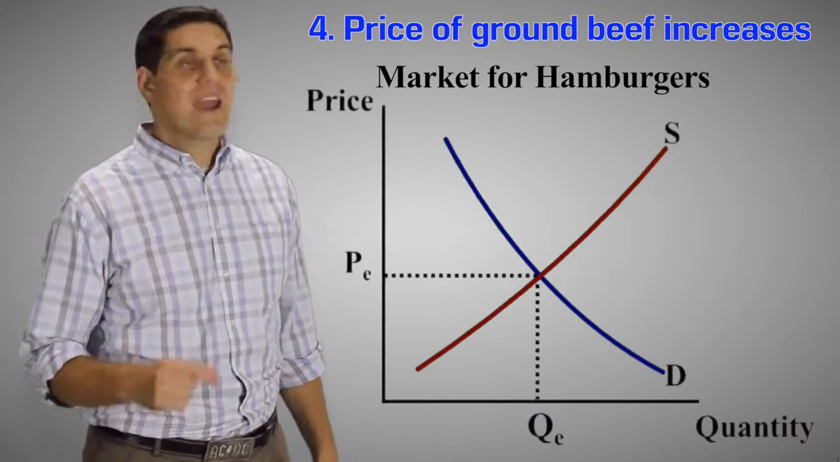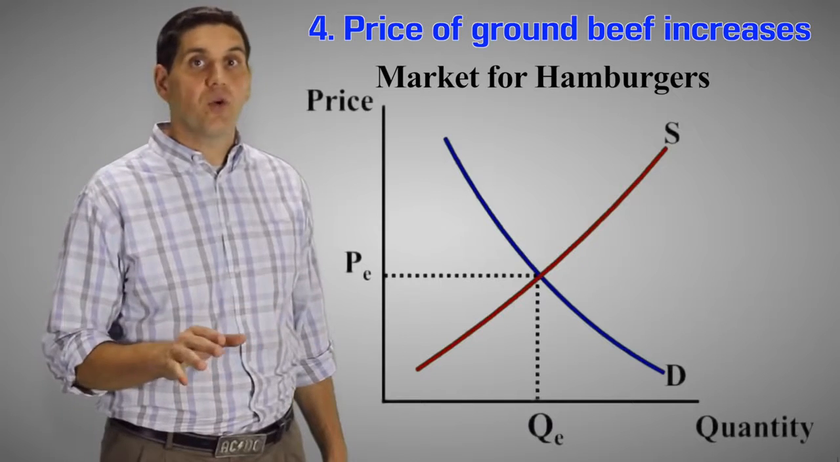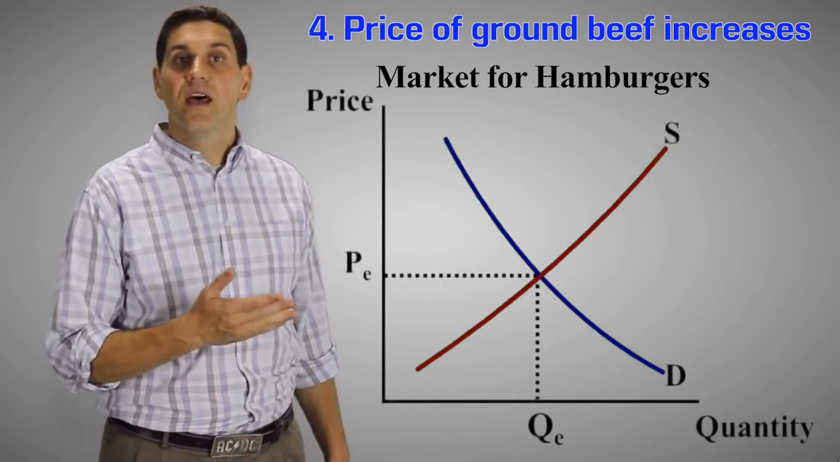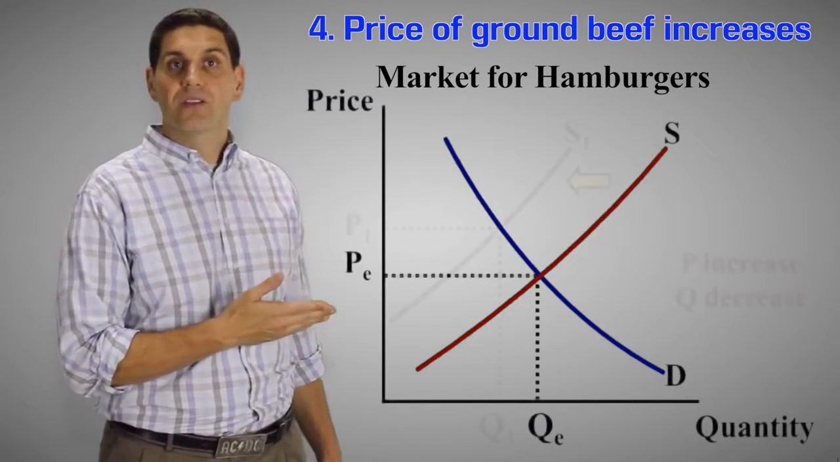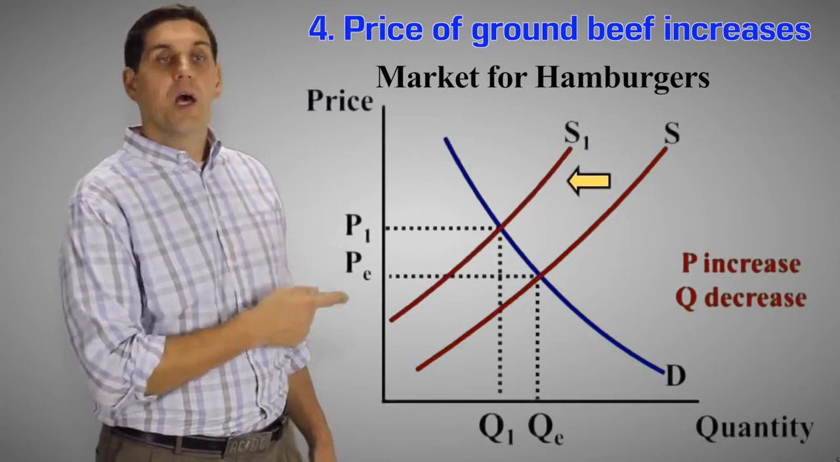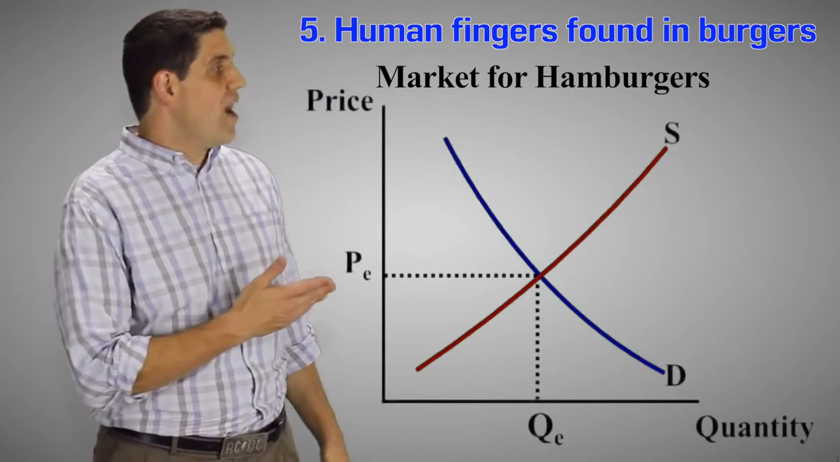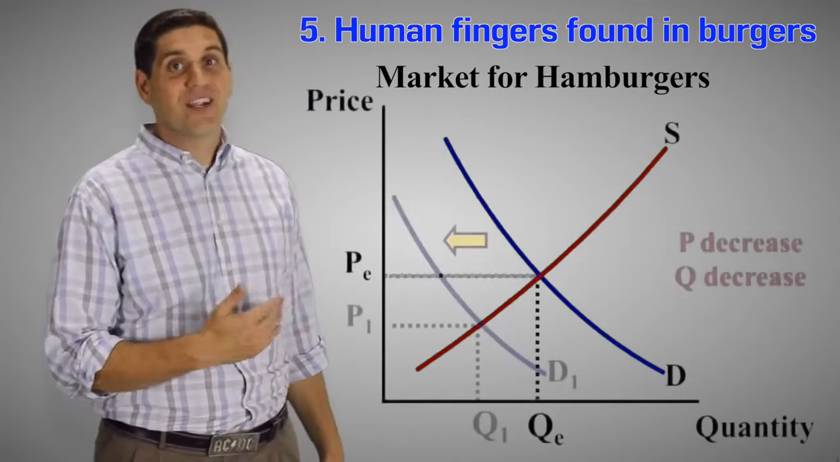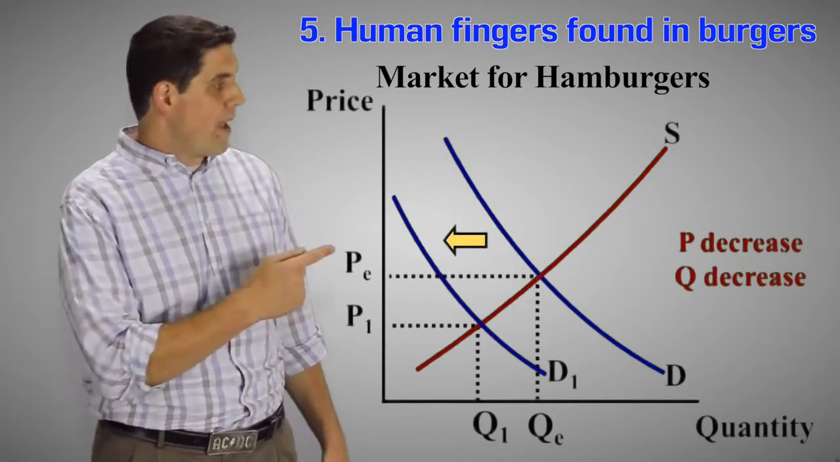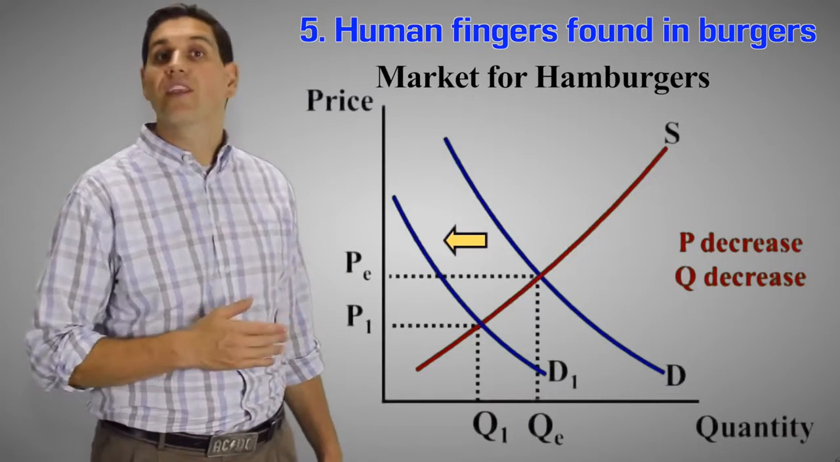For number 4, if the price of ground beef, a key resource in the production of hamburgers, increases, that means we're going to produce less hamburgers. So the supply will shift to the left, price will go up, and quantity will go down. And for the last one, if there's human fingers found in many restaurants, that's going to decrease the demand for hamburgers, right? So the demand shifts to the left, price goes down, and quantity goes down.